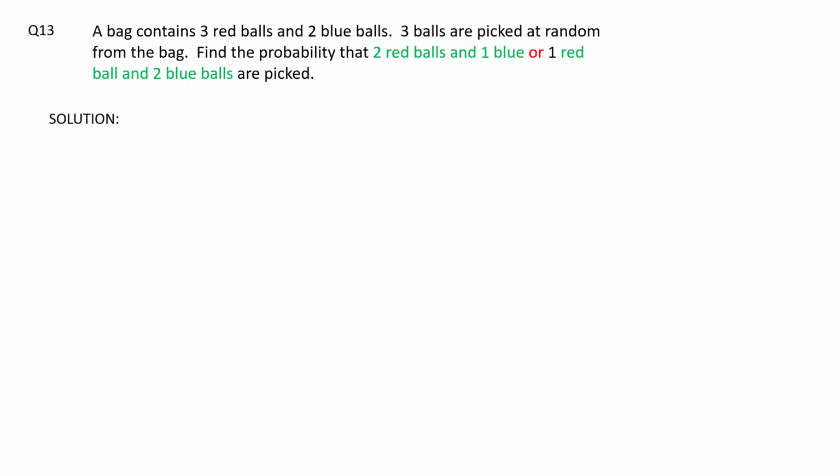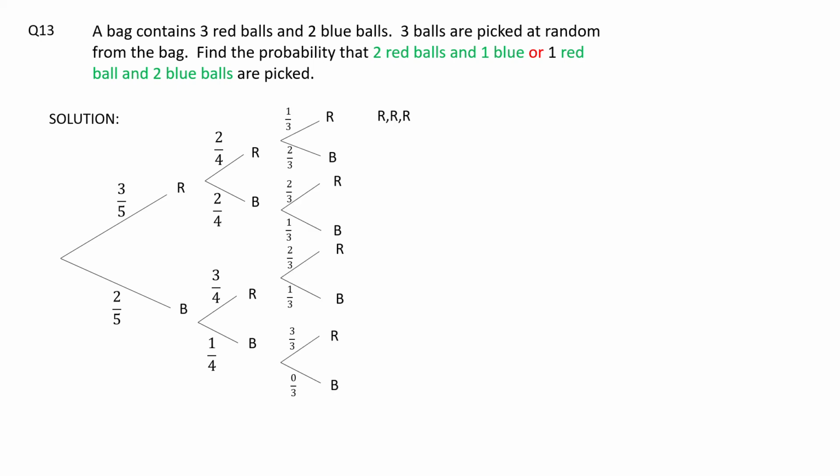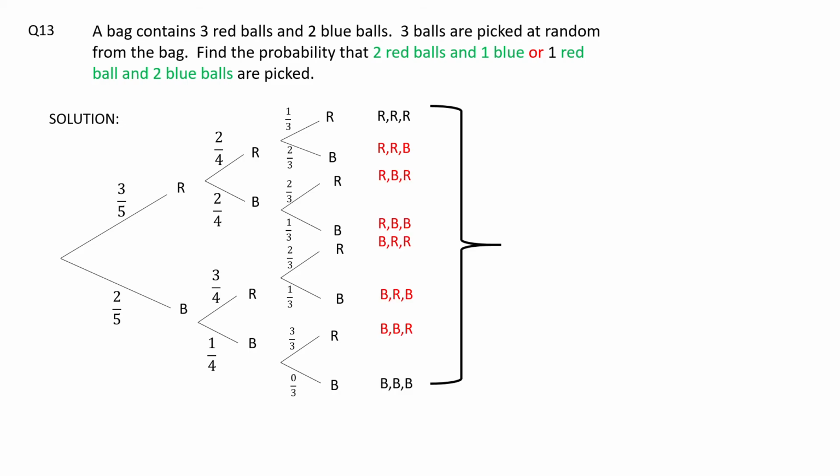Okay, now we can solve question 13 by using a tree diagram. For the first pick, you have red and blue, followed by the second pick, and you expand it until the third pick. Next, you list out all the possible outcomes. So here we have altogether 8 possible outcomes. That will be the sample space. Now here we have 6 outcomes that fulfill the given criteria, which are written in red here.